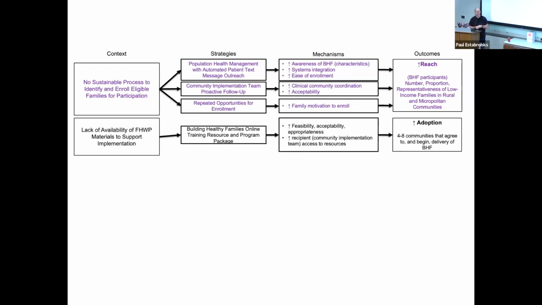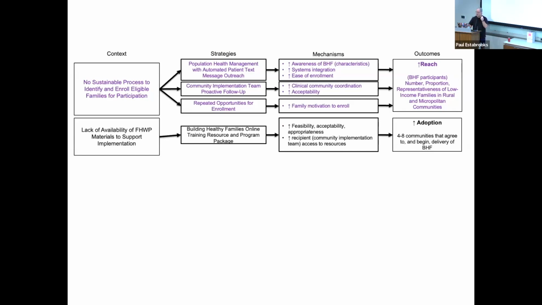And because of that, we felt like the mechanisms would be that it would make the program be perceived as more feasible, more acceptable, and more appropriate, and that we would increase community access to these materials. And by doing so, we'd increase the likelihood of adoption.